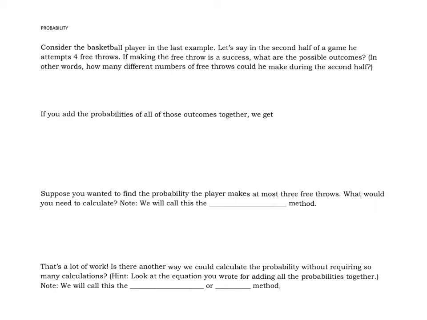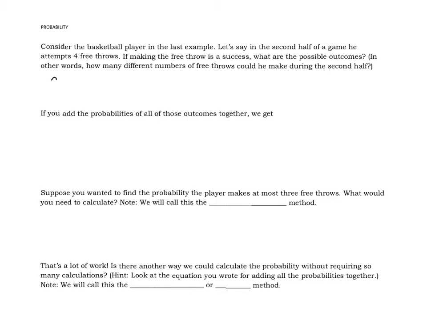Well, he can make 0, or he can make 1, or 2, or 3, or 4. Those are all the possible cases. If you add the probabilities of all of these outcomes together, what will we get? Well, I'm going to take the time to develop the first one, and then I'm going to pause the video and write out the others.